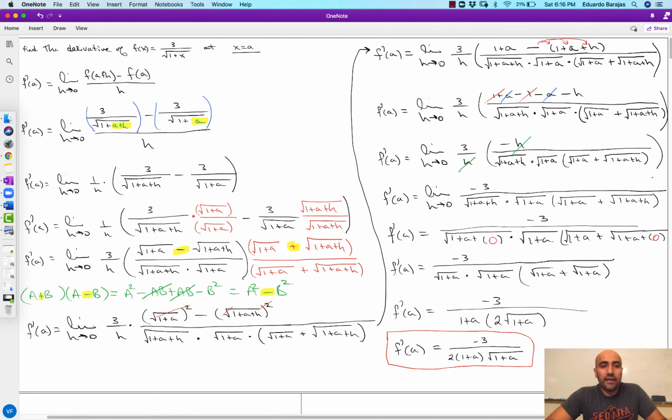So keep that in mind, that when you look at your book, very often, if you look at solutions, they just leave this as an x. So you'll end up with f prime of x instead of f prime of a. Okay, same thing.